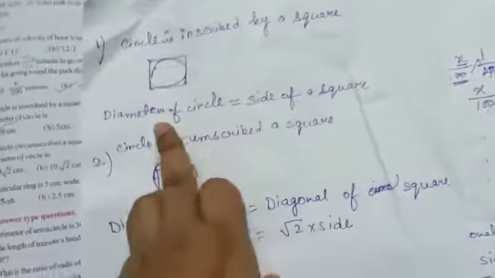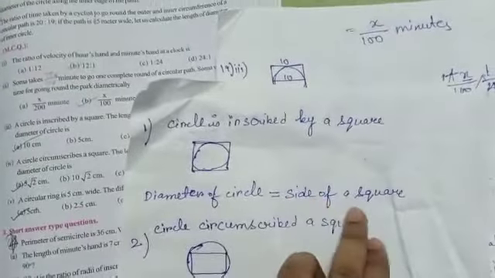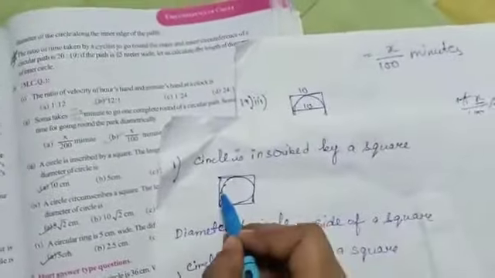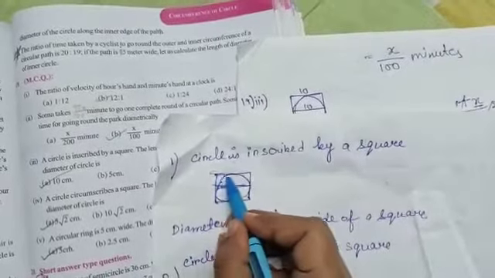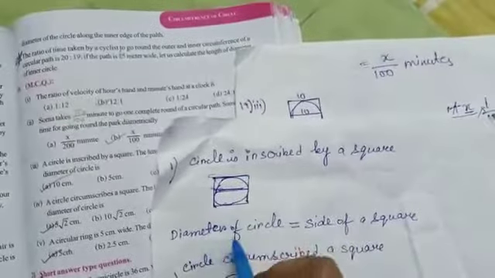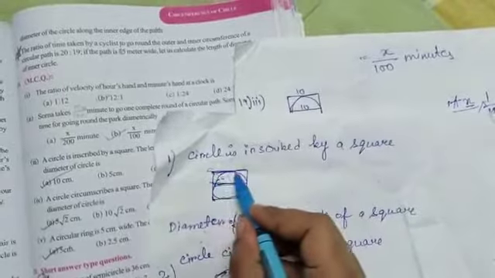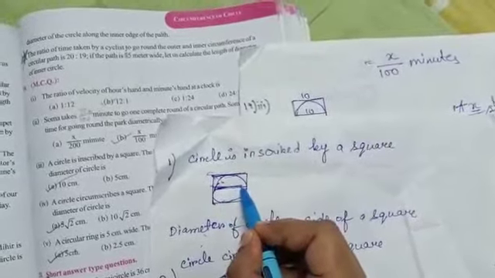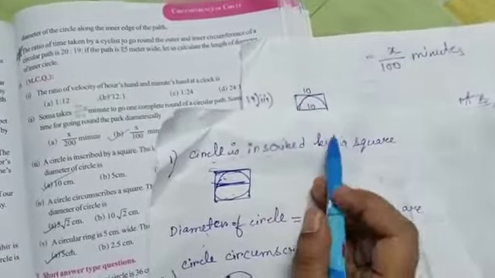At this time the condition will be: diameter of circle is equal to side of a square. Now which one is the diameter? Of course this one we can take as diameter, so you can see this diameter is equal to the side. That is why I have written diameter of circle is equal to side of a square. This condition is applied only when a circle is inscribed by a square.